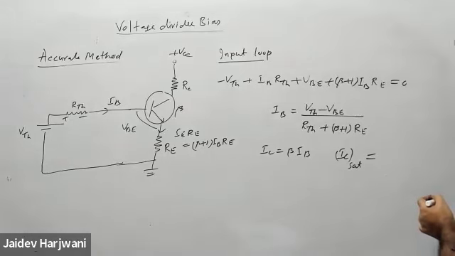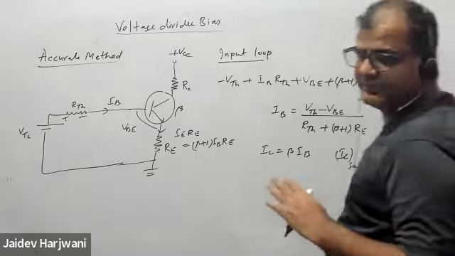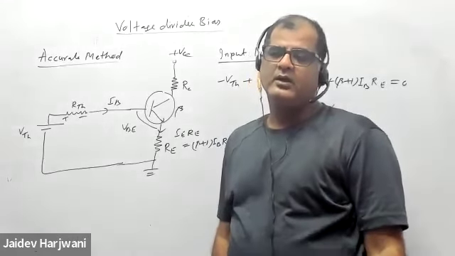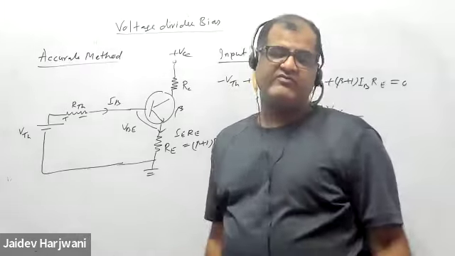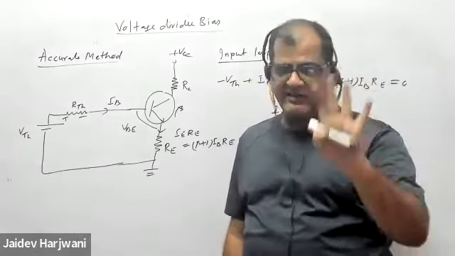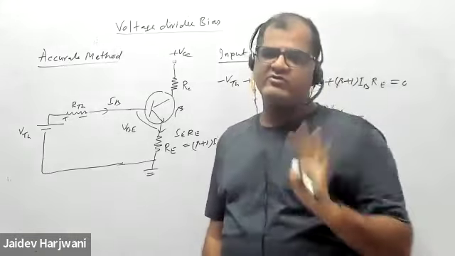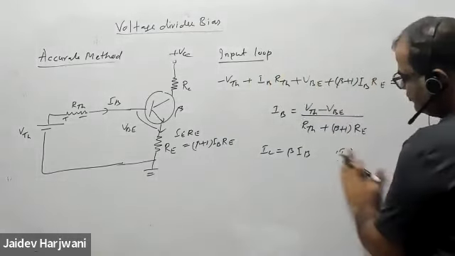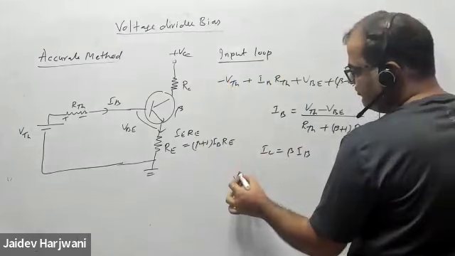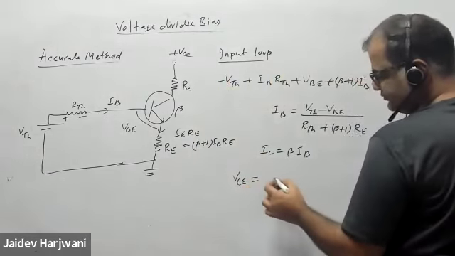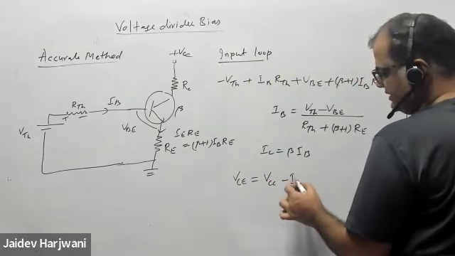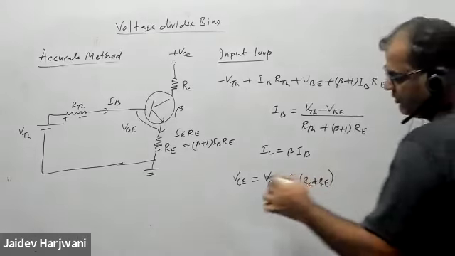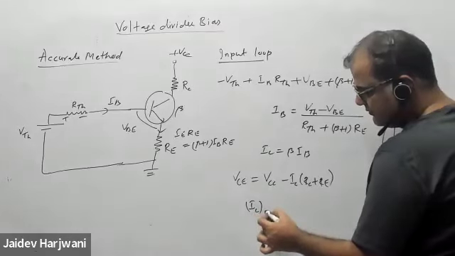For IC saturation, you have to put VC equals to 0. Now you have to understand, this is not always VC equals to 0 for IC saturation. But if no information is given, then only we take VC equal to 0. Sometimes they will give you the value of VC for IC saturation. Basically my equation is VC equals VCC minus IC into RC plus RE. This is my equation.